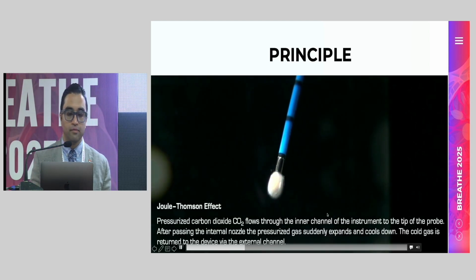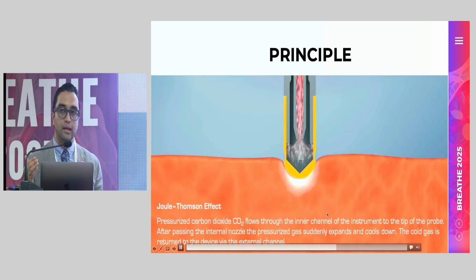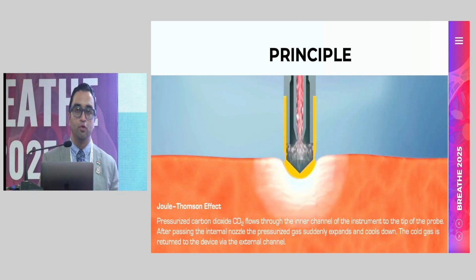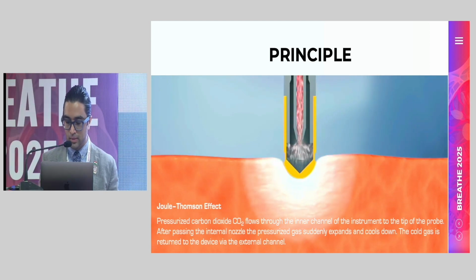there's a Joule-Thomson effect wherein gas is released at a very fast pace, and whenever this gas is released at an extremely fast pace, there is a sudden fall in temperature. So whatever comes in contact with the cryoprobe tends to freeze.